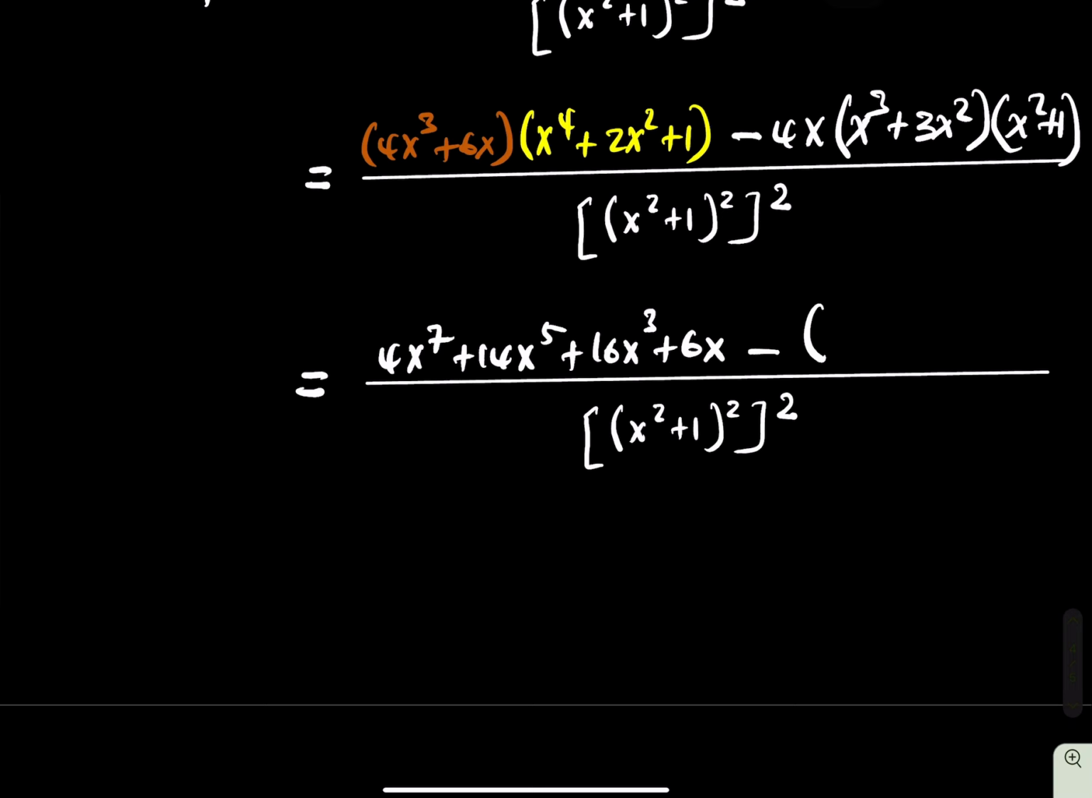So I'm going to write 4x into x cubed plus 3x squared into x squared plus 1. It's going to give me this stuff here. So let me check something. Expand that. That is 4x.